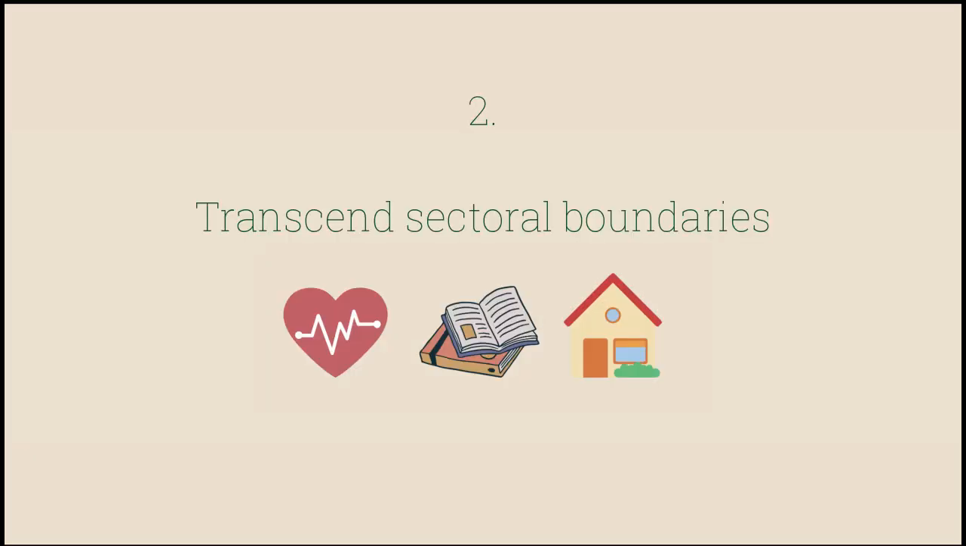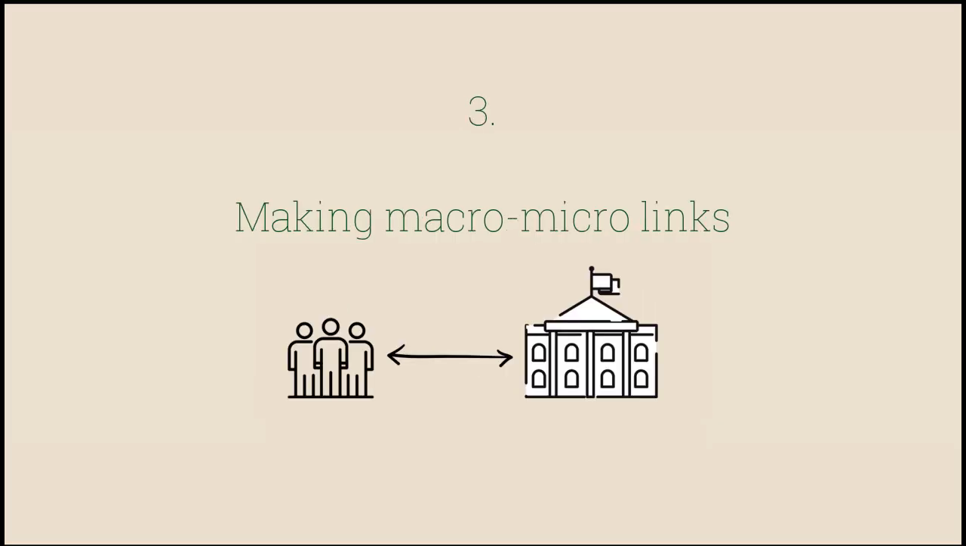2. Transcend sectoral boundaries. This means that other factors like health, education, well-being, and security should be taken into account. 3. Making macro and micro links. This means that it should be considered the links that exist between local issues and national policies.